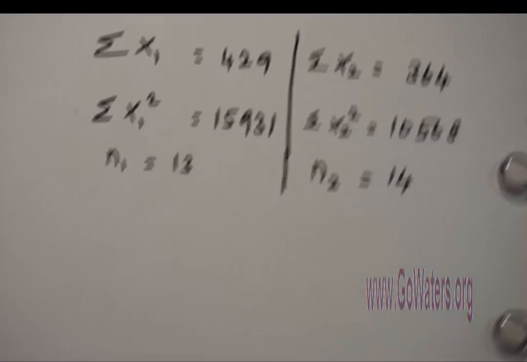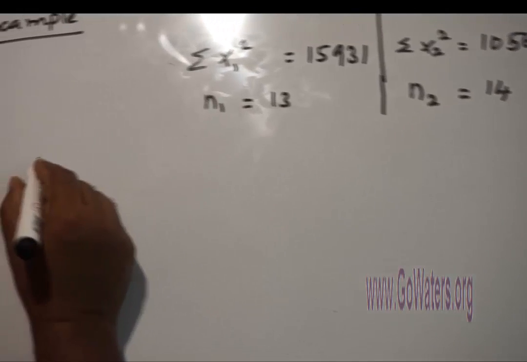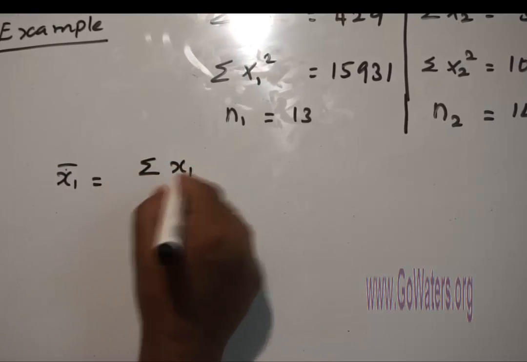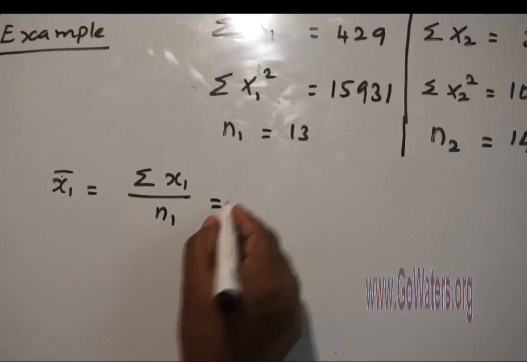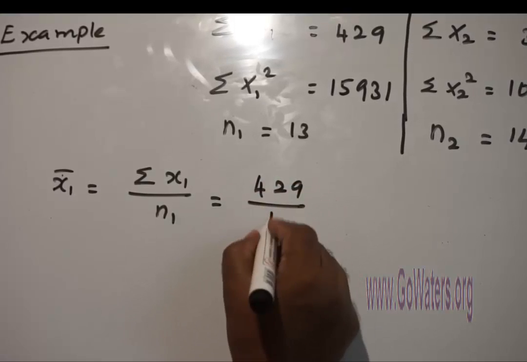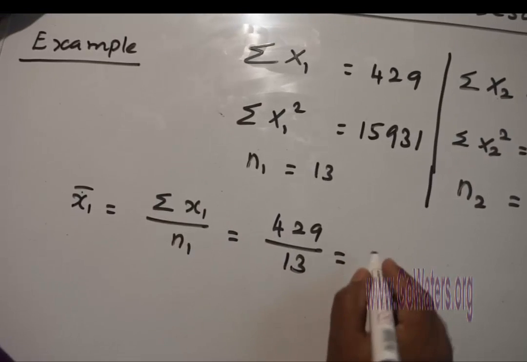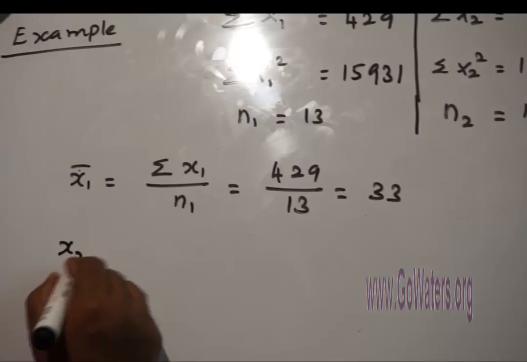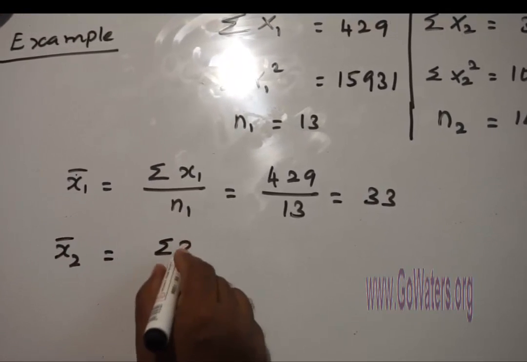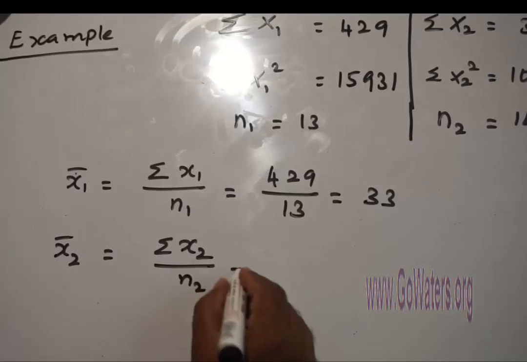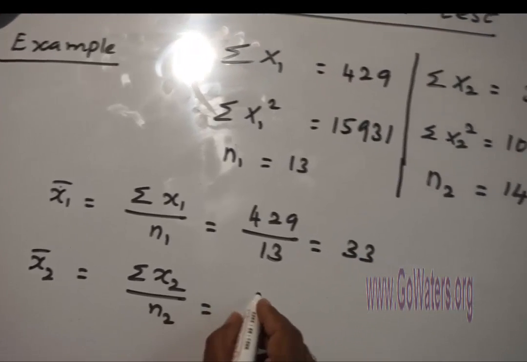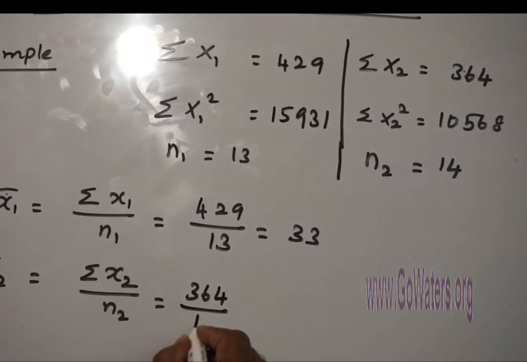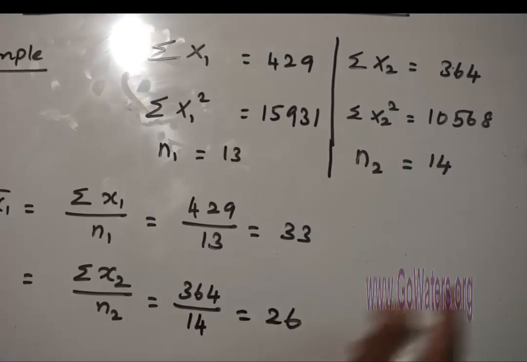Now we need to calculate the sample mean, that is x1 bar. So x1 bar is equal to summation x1 over n1. So that is 429 over 13, which gives you 33. Similarly, x2 bar equals summation x2 over n2, so that is 364 over 14, which gives you 26.